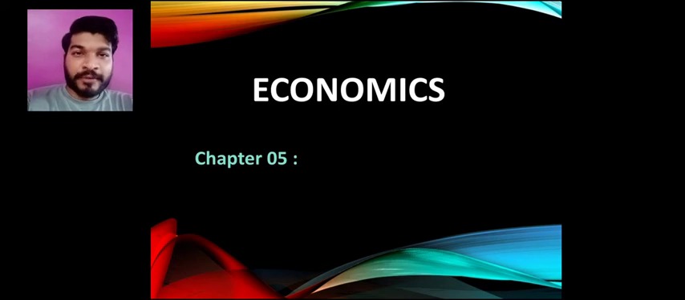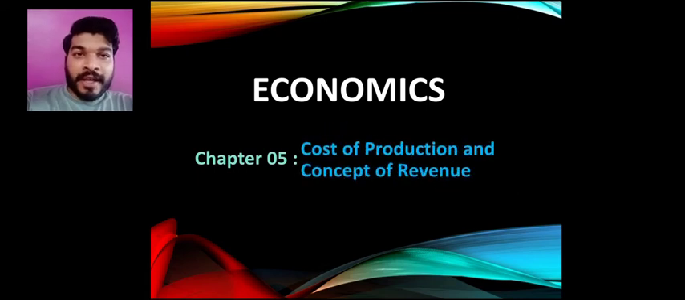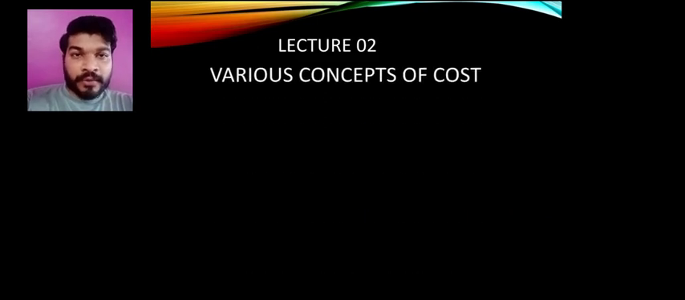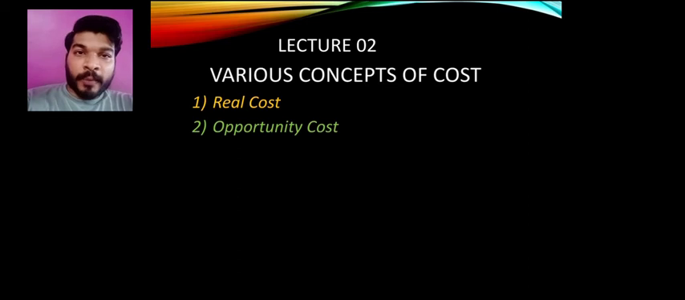We are learning chapter 5, cost of production and concept of revenue. We have already completed the first lecture, that is introduction. Today we are going to learn about various concepts of cost. As I told you, there are three types of cost: real cost, second is opportunity cost, and third is monetary cost. So we are going to start today with the real cost.